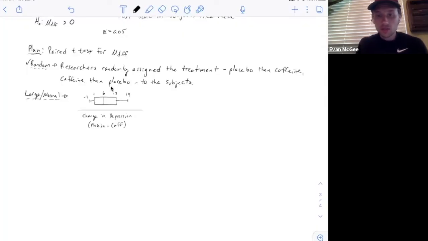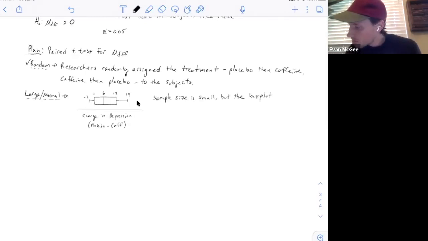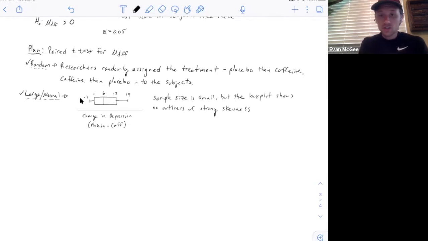I've copied over the box plot from my calculator where I have the change in depression when it's placebo minus the caffeine. And even though the sample size is small, which means it's less than 30, there's no strong skewness or outliers, so we can proceed with T procedures. Remember, you actually have to show the graph when your sample size is less than 30.